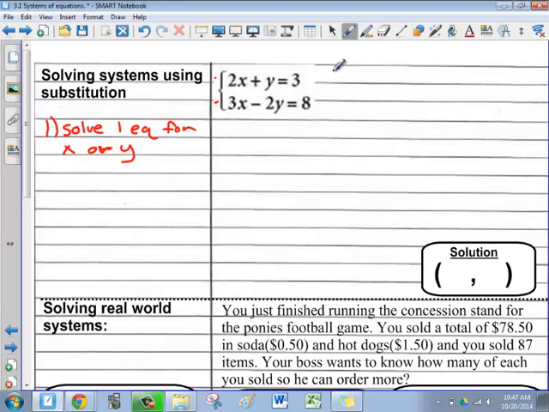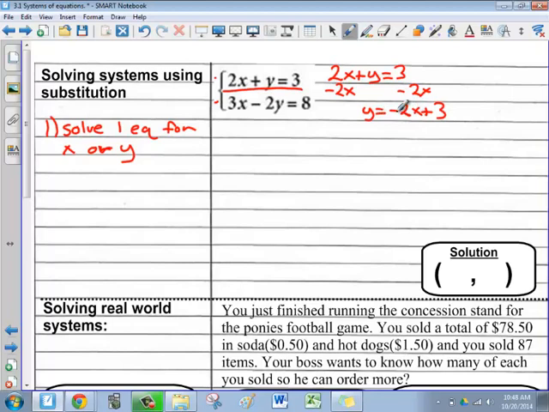I'm going to take this equation right here. I got 2x plus y, and that is equal to 3. Okay? And I'm going to subtract 2x from both sides. So my final equation, this one, is I know y is equal to negative 2x plus 3. So if I know any x, I can plug that in and I can figure out my y. So that's step one. Okay?